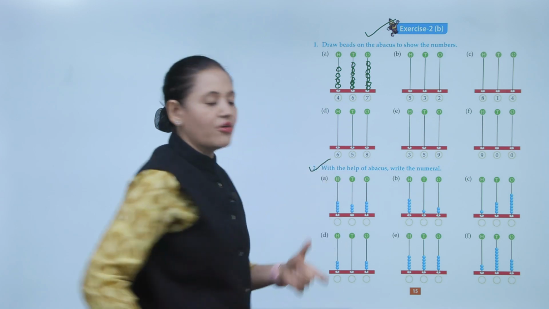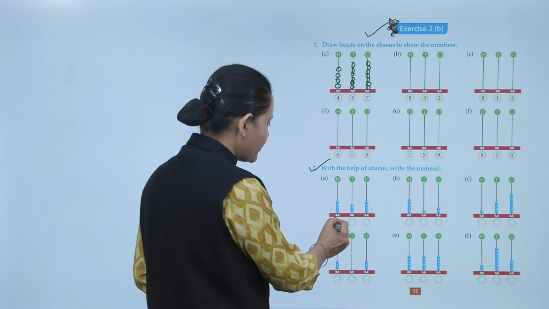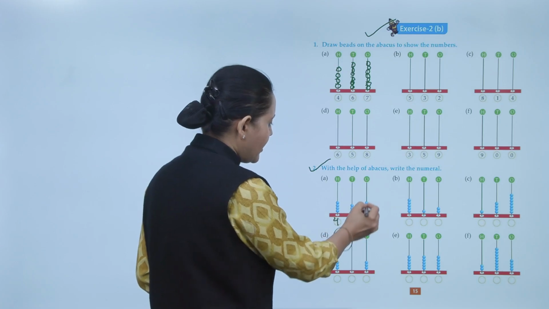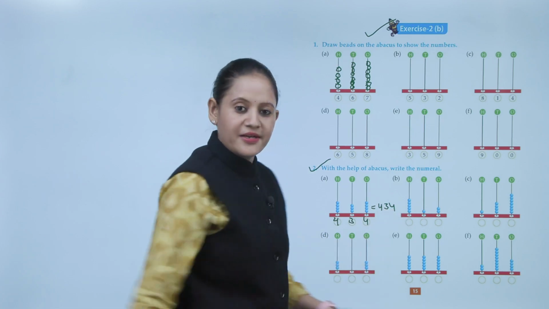Next is with the help of abacus write the numeral. So we have to count the beads and accordingly we'll write the numbers. So here 4 beads, so number 4, 3 and 4. So number is 434. Clear?